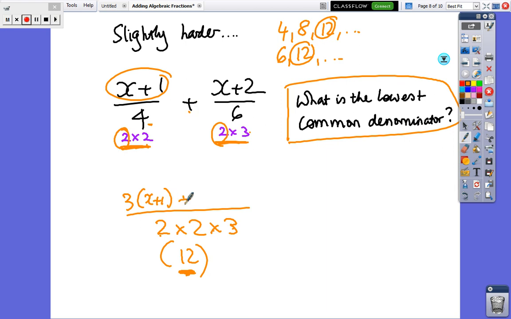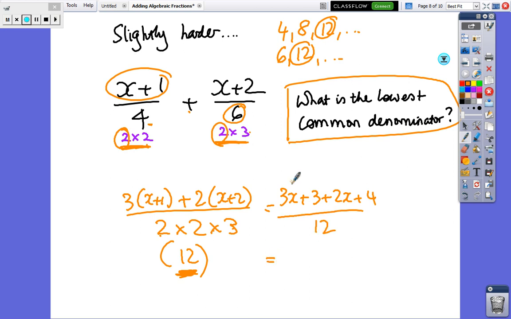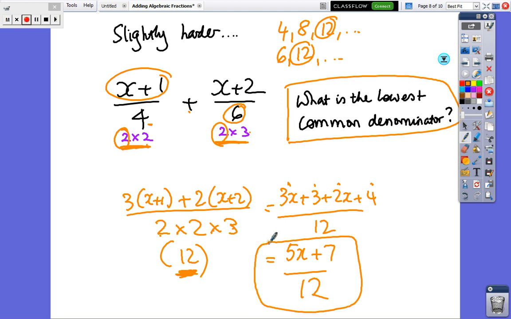Okay, so 4 is coming up to 12, so that means that that number is being tripled. Plus sign comes down. 6 is coming up to 12, so that means that the top number has to be doubled. 2 6s is 12, so we have to double. So 3x plus 3 plus 2x plus 4 over 12, and then 2x plus 3x is 5x, 3 plus 4 is 7 over 12. So there's nothing more we can do. Okay, so copy that down and then come across.